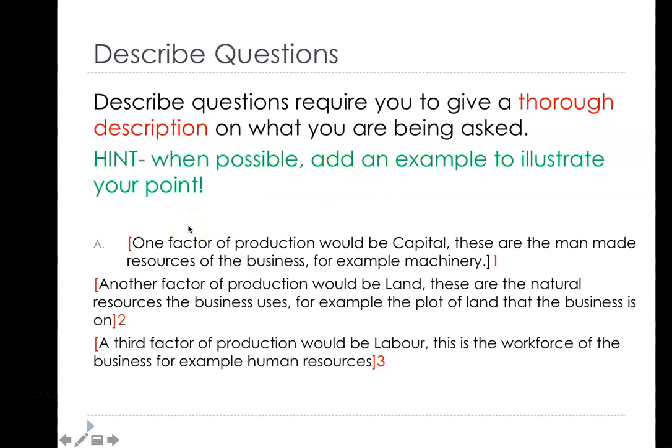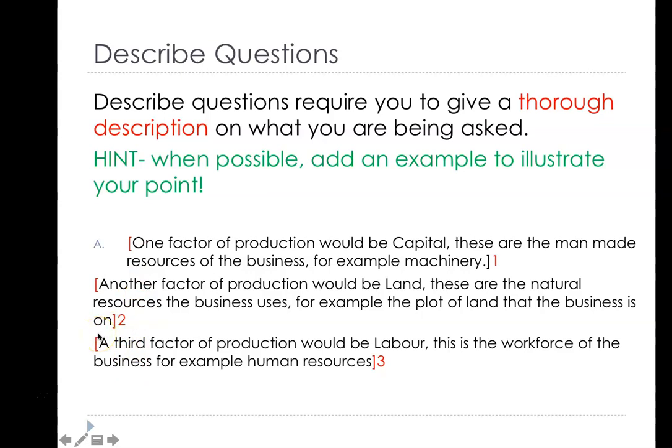I would have started it off by saying 1 factor of production would be capital. These are man-made resources of the business, so for example, machinery, and you just get your mark there. For my second mark, I said another factor of production would be land. These are the natural resources that the business use. For example, the plot of land that the business is on. Again, that would be my second mark.